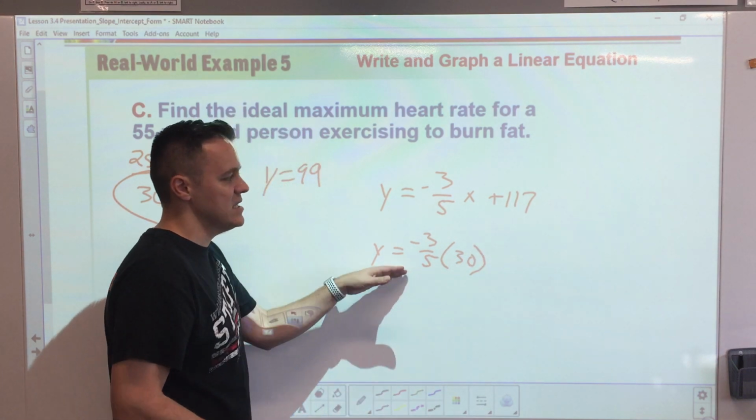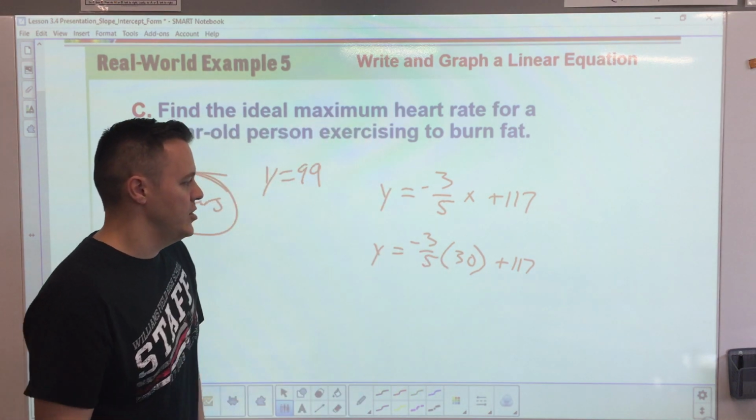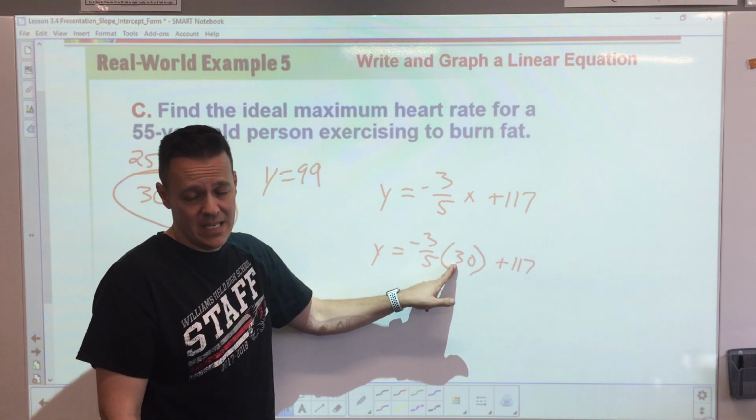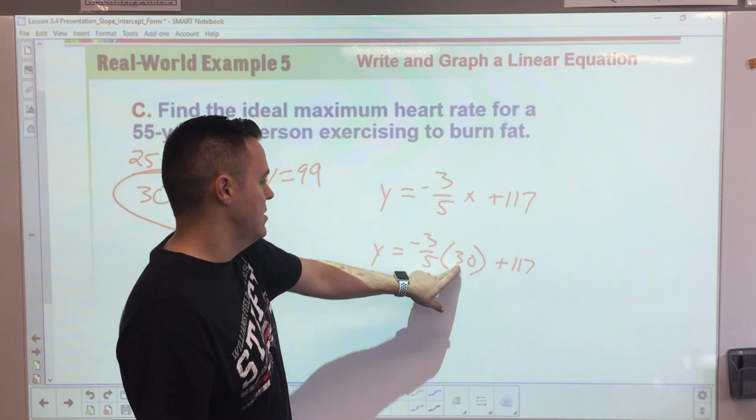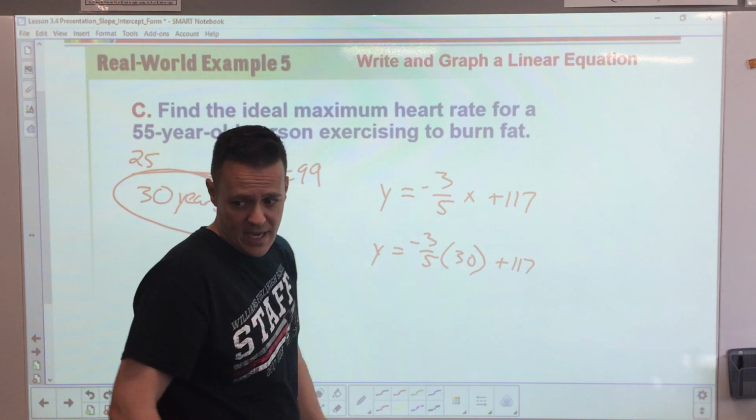Because remember, the baseline is a 25-year-old. Then, on your calculator, you put this out. 3 times 30 is actually 9, all right? And then 90, or it's not 9. Yeah, 3 times 3 is 9, but this would be 90 over 5.